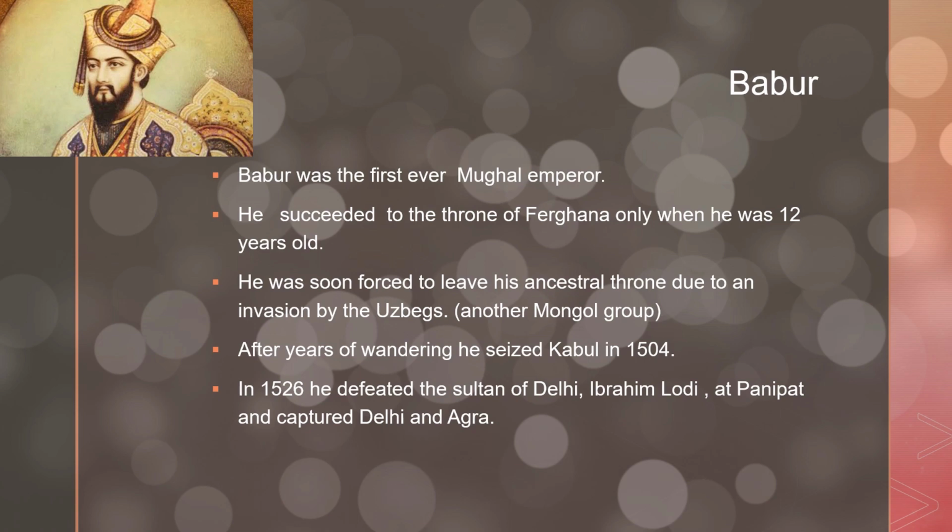He was soon forced to leave his ancestral throne due to an invasion by the Uzbeks. The Uzbeks were another Mongol group. After years of wandering, he seized Kabul in 1504 as shown in the map. In 1526, he defeated the Sultan of Delhi, Ibrahim Lodi, at Panipat and captured Delhi and Agra.